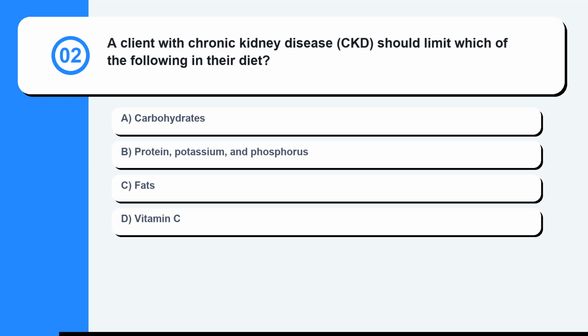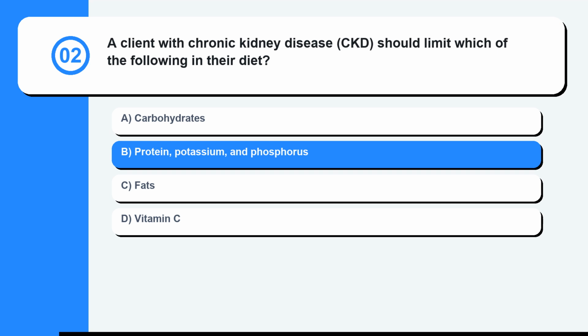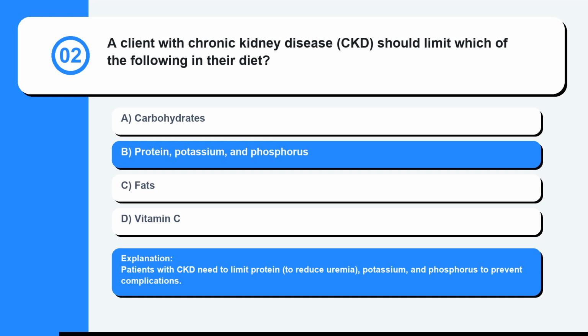Question 2. A client with chronic kidney disease, CKD, should limit which of the following in their diet? A. Carbohydrates. B. Protein, potassium, and phosphorus. C. Fats. Or D. Vitamin C. The correct answer is B. Protein, potassium, and phosphorus. Patients with CKD need to limit protein to reduce uremia, potassium, and phosphorus to prevent complications.